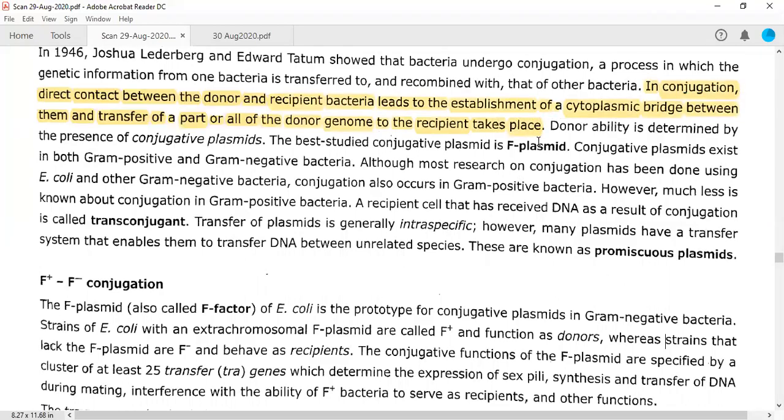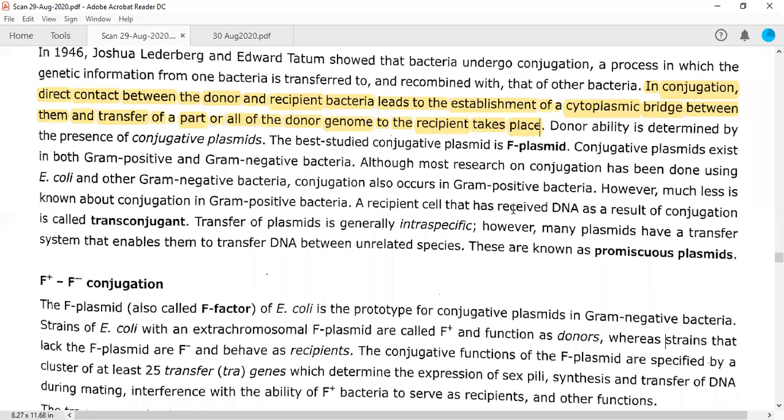The bacterium which has the F plasmid is generally the donor, because this fertility plasmid is responsible for making the pilus structure. A donor's ability is determined by the presence of a conjugative plasmid, and there are many conjugative plasmids, but the most studied is the F plasmid. Conjugative plasmids exist in both gram-positive and gram-negative bacteria, although most research has been done on E. coli, and you know E. coli is a gram-negative bacterium. Conjugation also occurs in gram-positive bacteria, but much less is known about it.